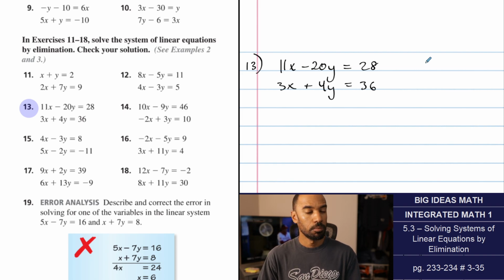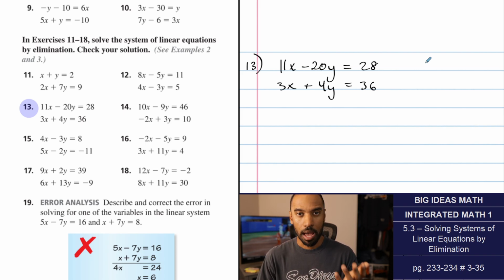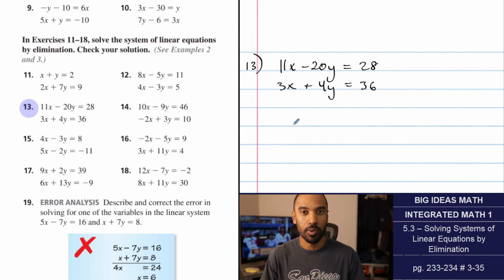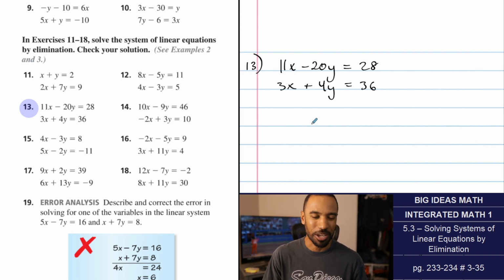Why? Because I'm asking you. I'm asking you, which variable would you like to eliminate? Because it helps us solve the equation. That's why. Oh, you mean why the variable? Oh, that's what you were saying. Okay, I'm sorry about that.